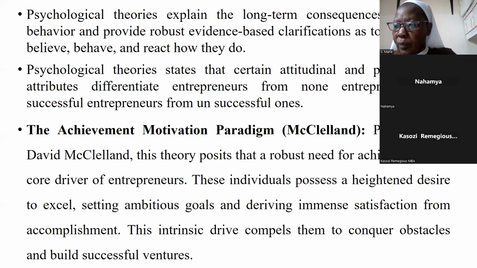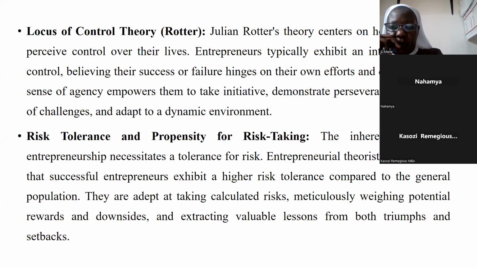This is pioneered by David McClelland, and it states that the robust need for achievement is a core driver of entrepreneurs. These individuals possess a heightened desire to excel, setting ambitious goals and deriving immense satisfaction from accomplishment. Then the locus of control theory by Rotter, which talks about entrepreneurs typically exhibiting an internal locus of control, believing their success or failure hinges on their own efforts and decisions. This sense of agency empowers them to take initiative, demonstrate perseverance in the face of challenges, and adapt to dynamic environments.